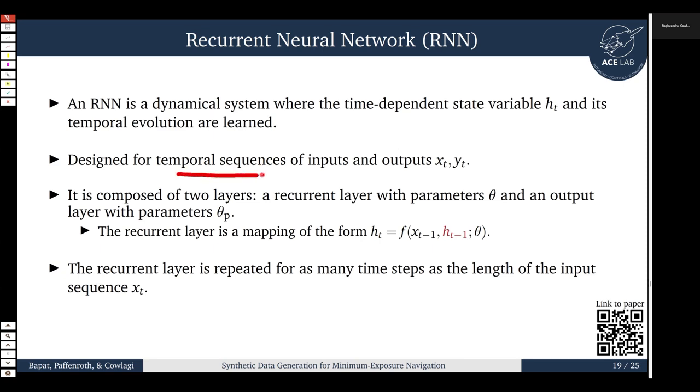So it is intended for temporal sequences of inputs and outputs, x and t. And it is composed of two layers: a recurrent layer, essentially a dynamical system, which has its own parameters that are learned, the weights and biases are learned, and an output layer, which is a fixed layer, that's not a recurrent layer. And then this recurrence mapping actually resembles exactly a dynamical system, as a control theorist or a controls engineer like myself is usually familiar with.